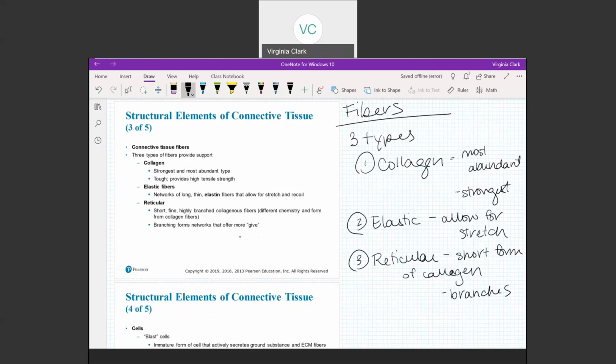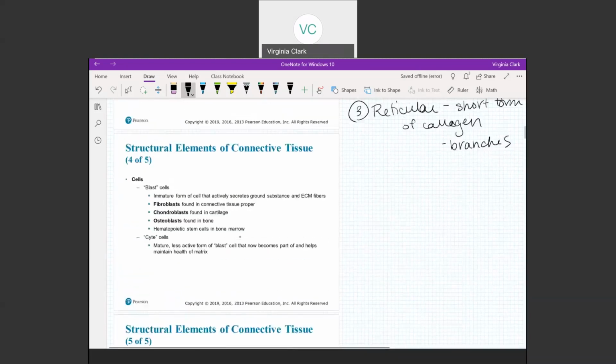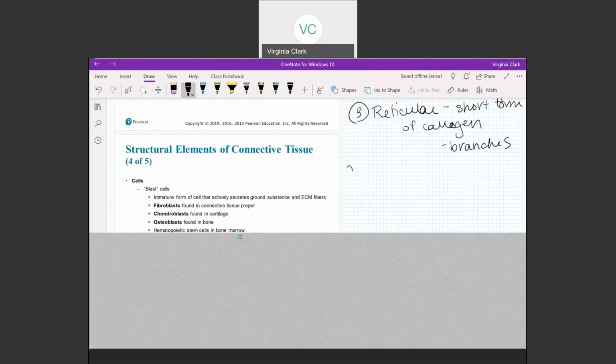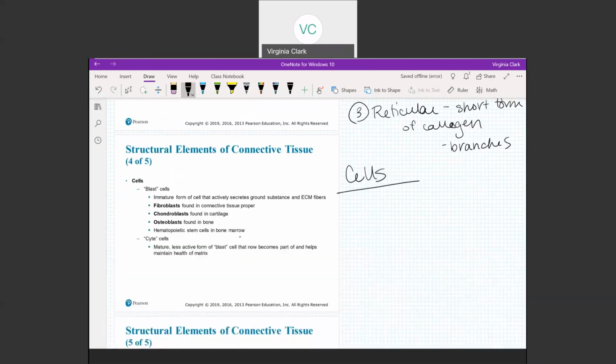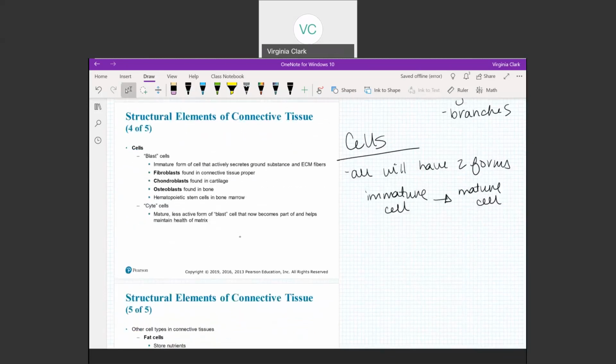So we had our ground substance, we had our fibers, which make up our extracellular matrix, and then the third thing is we're going to have our cells. So this is what's going to make up our connective tissue, our cells. Each of our connective tissues is going to have two forms of cells. So all will have two forms. This form will be an immature cell or an immature form that will then become a mature form. So we're going to talk about a couple different names, but they're all going to have these two different states.